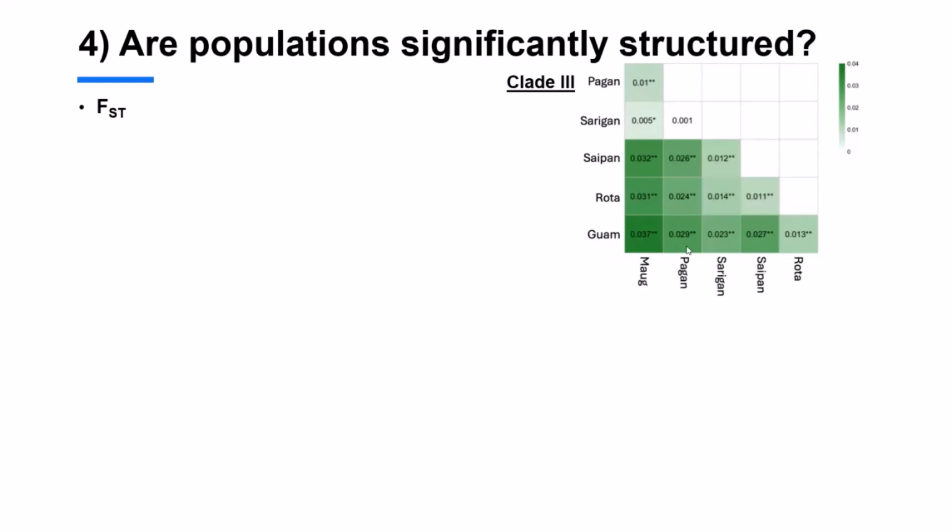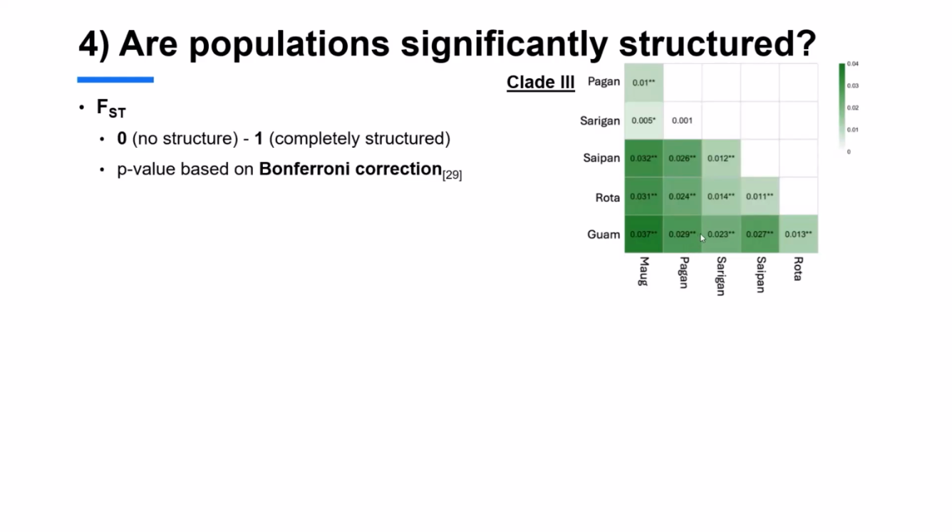Another way to examine degrees of population structure is through calculations of FST. So FST is an index between 0, which indicates no structure whatsoever, so complete interbreeding between populations, and 1, which indicates no interbreeding whatsoever and complete structuring. In addition to the absolute magnitude of FST, a p-value is generated, which is based on a Bonferroni correction that accounts for the multiple comparison nature of genetic inference.